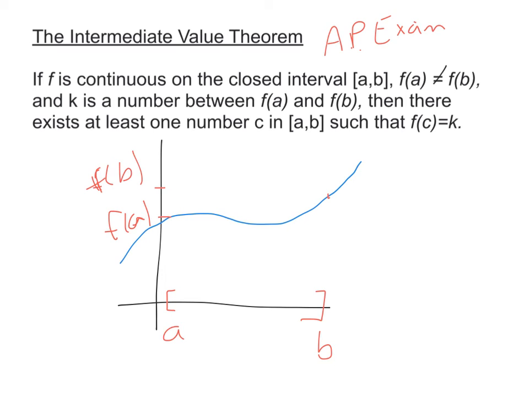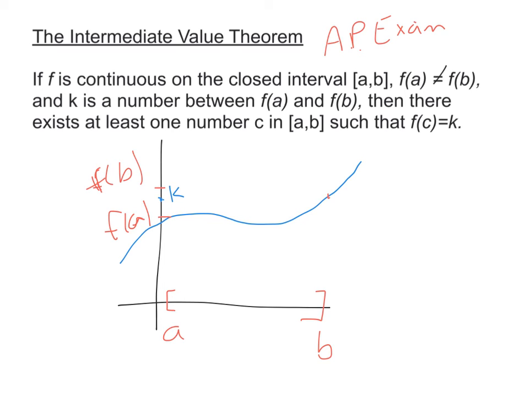And k is a number between f of a and f of b. So we know that k is somewhere in between here. Somewhere in here is k. So we've got some function between a and b here on the x. We've got their y values. K is some other y value in between those two.